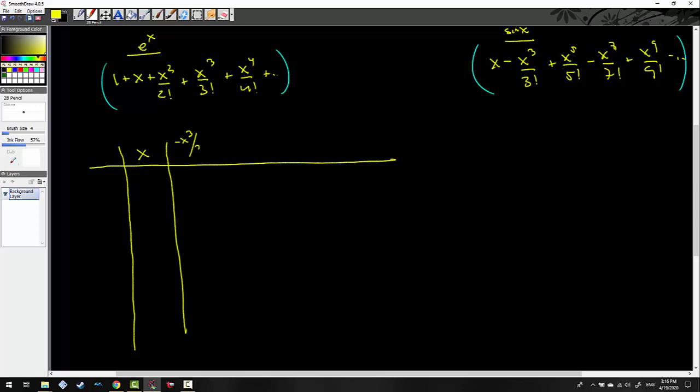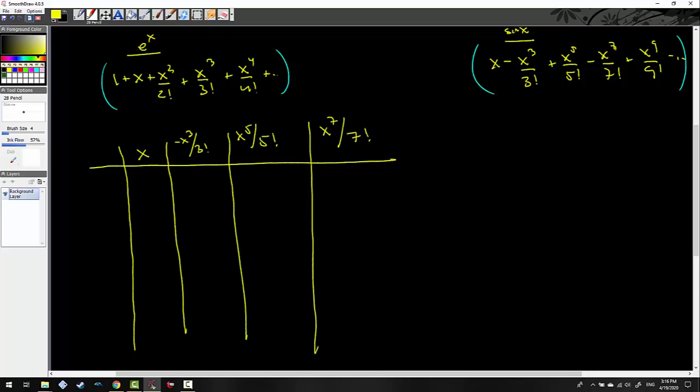and then negative x cubed over 3 factorial, x to the 5th over 5 factorial, x to the 7th over 7 factorial, negative, and I don't think I need to include the x to the 9th over 9 factorial. I think since we're only getting the first 4 non-zero terms, x to the 7th is going to be even too high on its own.